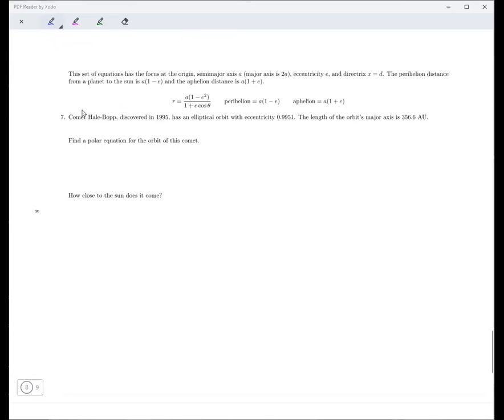Okay, so comet Hale-Bopp, I don't know how to pronounce that, discovered in 1995, has an elliptical orbit with eccentricity, there's that word, so this is a bigger eccentricity, 0.9951. The length of the orbit's major axis is 356.6 astronomical units.